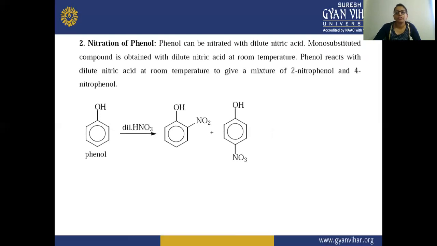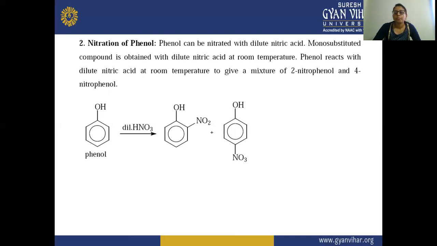Next is nitration of phenol. In the nitration of phenol, you can see the phenol can be nitrated with dilute nitric acid. Here a monosubstituted compound is obtained with dilute nitric acid at room temperature, and phenol reacts with dilute nitric acid at room temperature to give a mixture of 2-nitrophenol and 4-nitrophenol.